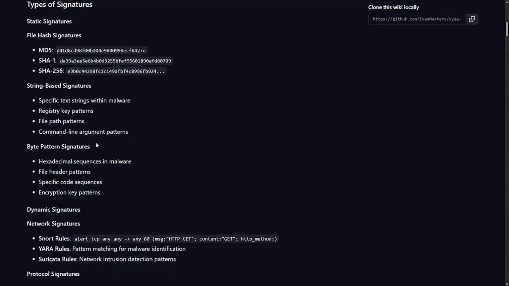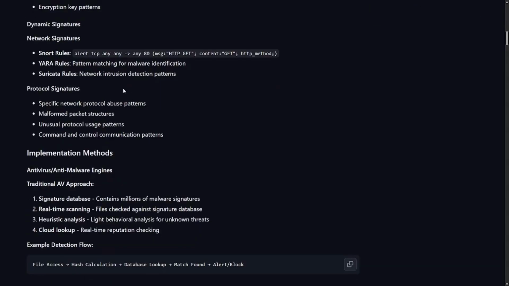For types of signatures, we have file hash signatures, string-based signatures, which is like a string of data, right? Byte pattern signatures, which is like a specific number of bytes, stuff like that. For dynamic signatures, we have network signatures, Snort rules. So this could be like a rule in the firewall, right? That could be a rule on the firewall. Any on any 80. So that's like port 80, I think. Port 80 is HTTP, right? HTTP GET method, right?